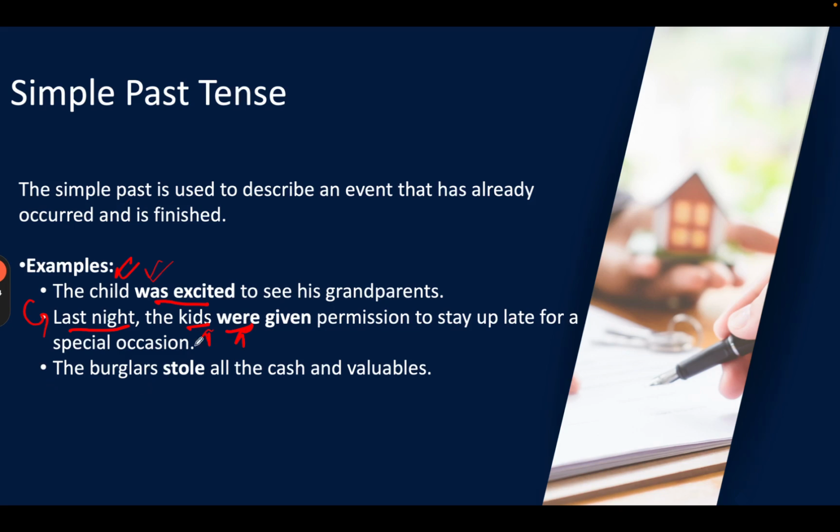This happened in the past at a specified time, unlike present perfect, which is about an unspecified time. At a specified time, this happened and they stole. This is the past form of the word steal. This is how you can use a simple past tense. It's pretty simple to understand. It's about an event that happened in the past and finished in the past.